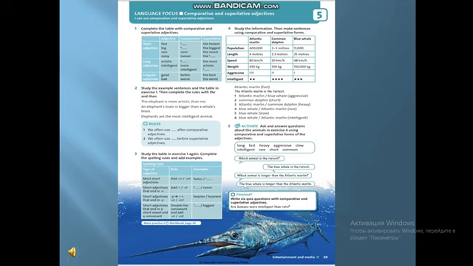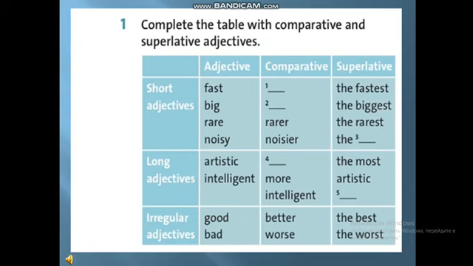Open your books at page number 69 and let us do the exercises. Exercise 1. Complete the table with comparative and superlative adjectives.